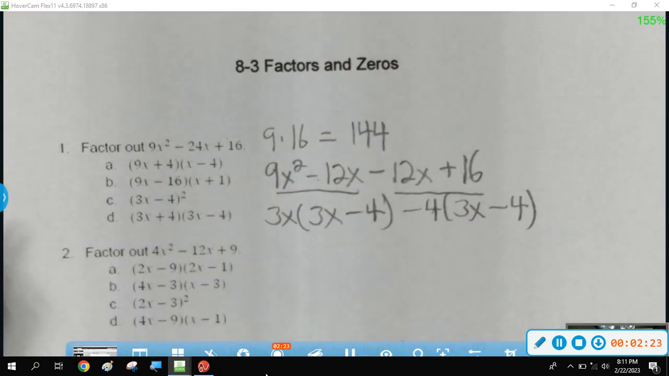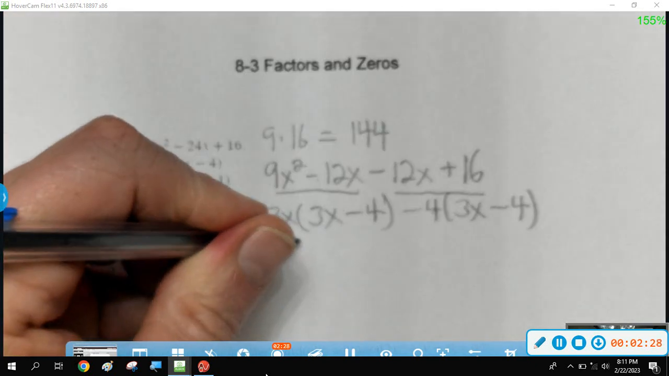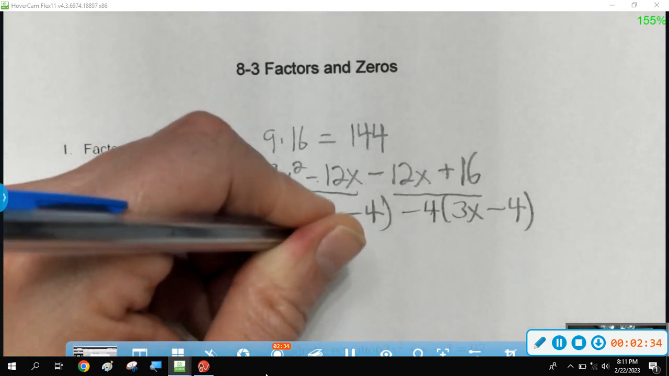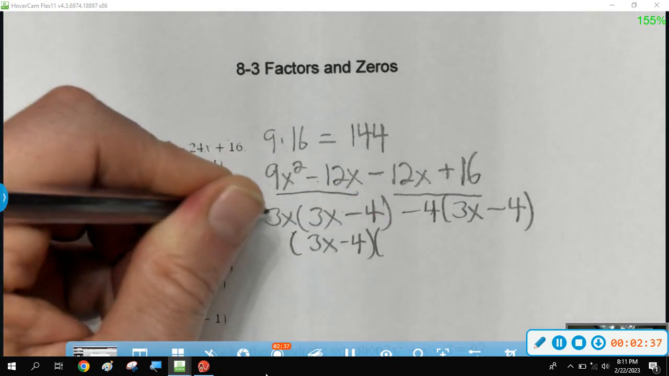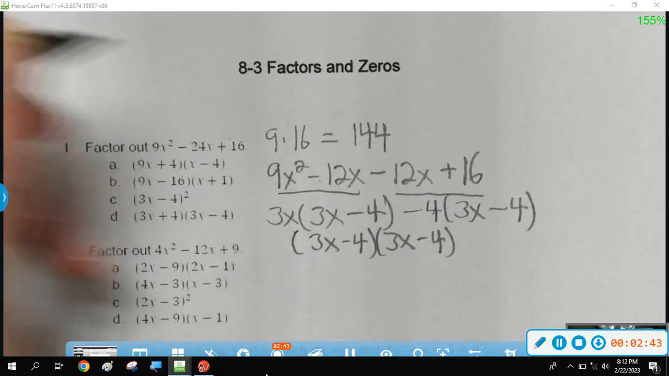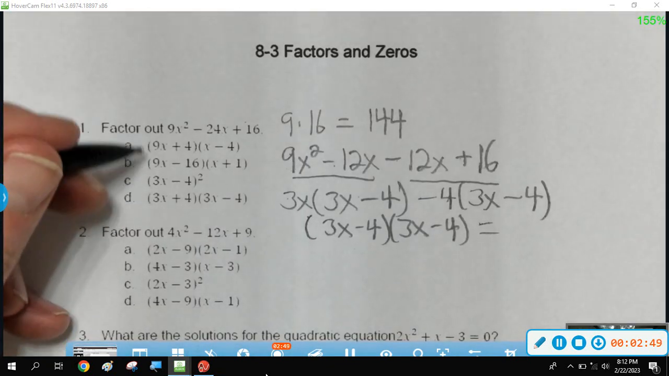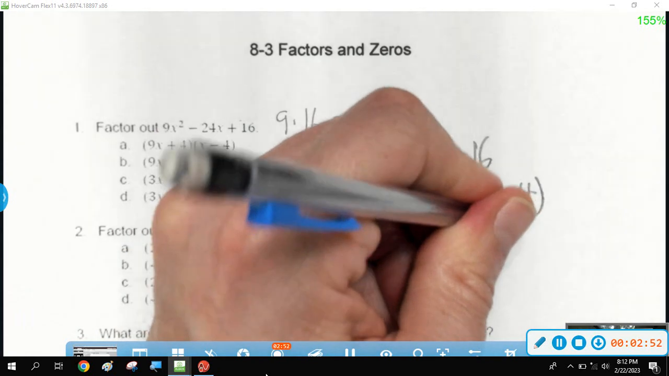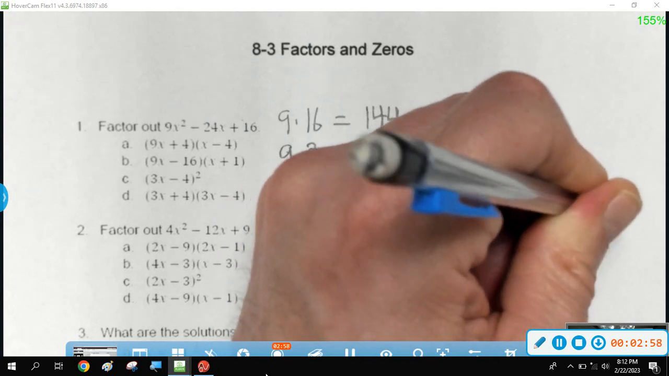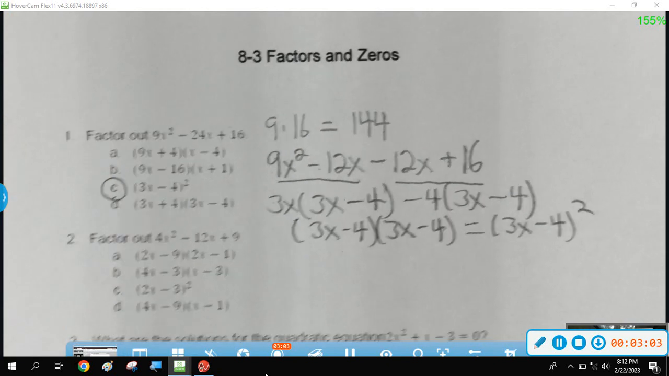All right, did I do it right? Yes. How do I know? Because my parentheses match. That's going to be actually the first parentheses, 3x minus 4. And the next one will be right here, the outside numbers, which is 3x minus 4. And now to finish it, notice that these two are exactly the same, because that's not one of my answer choices. And so if you've got the same thing times itself twice, we can write it as 3x minus 4 squared, and now that takes us to our answer choice of C.